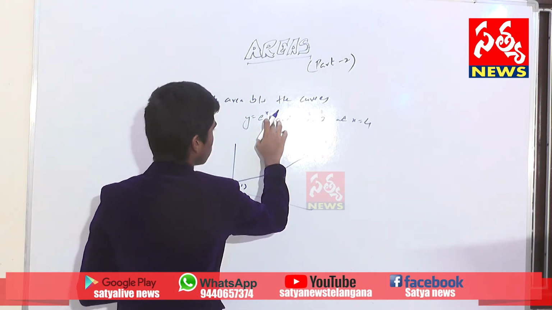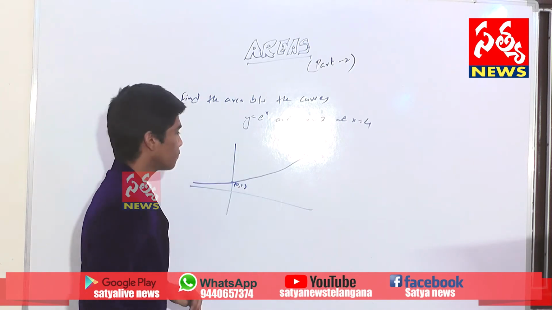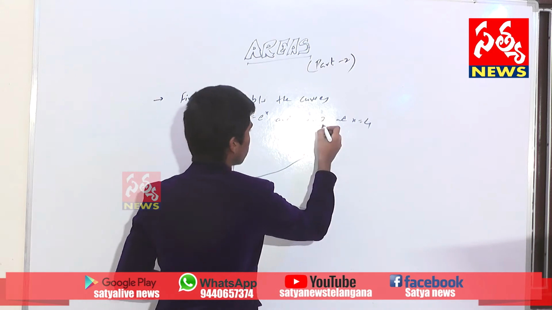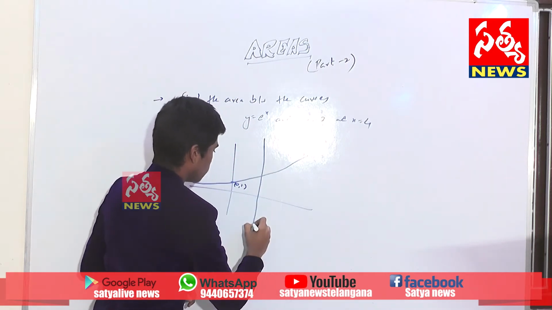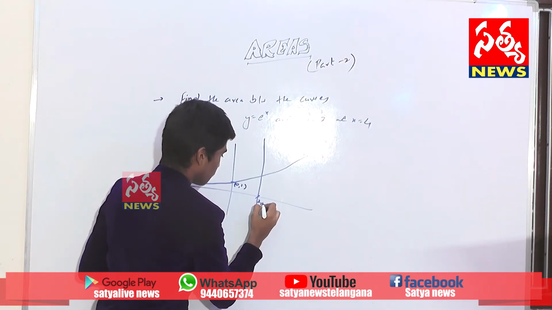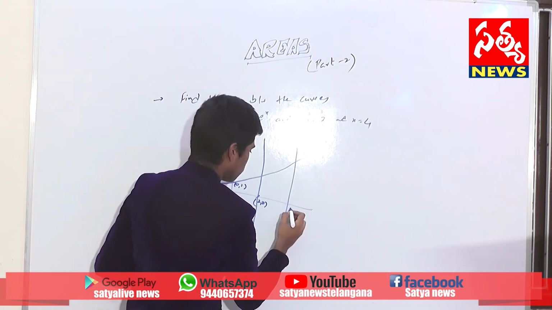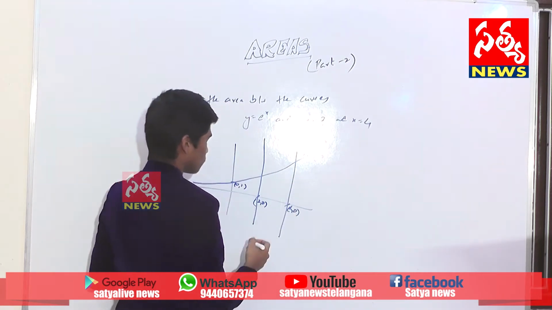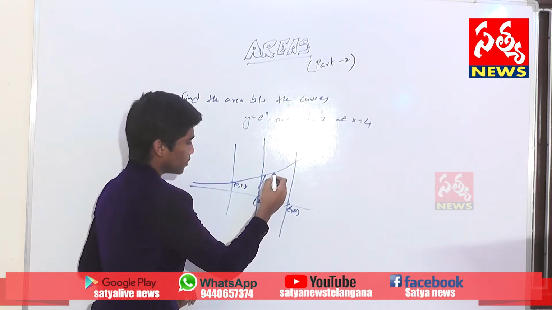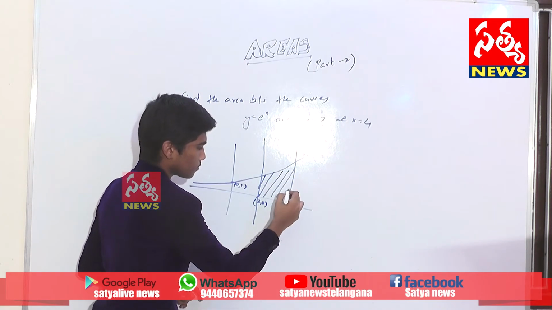If we keep e power 0, then we get y equals to 1, and they asked that x equals to 2. Let us assume this is 2 comma 0 and this is 4 comma 0. We have to find this area, right?